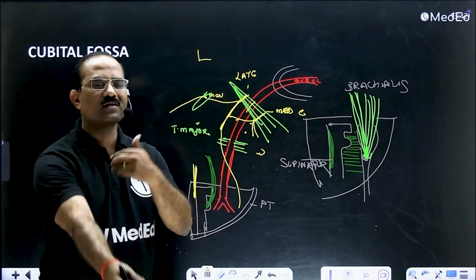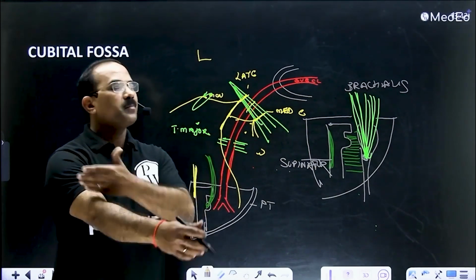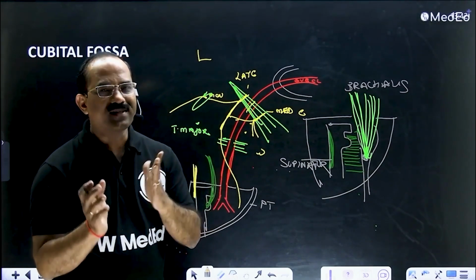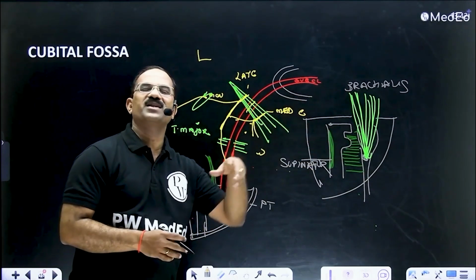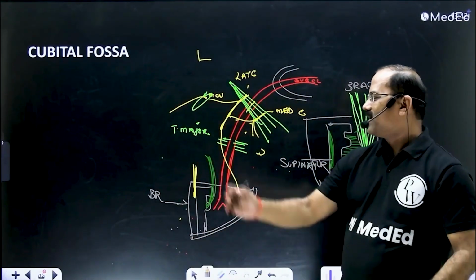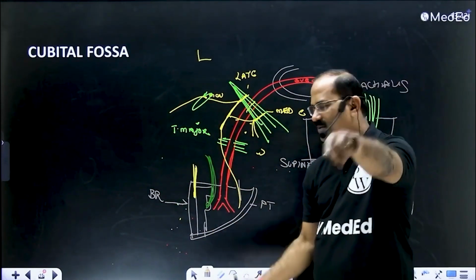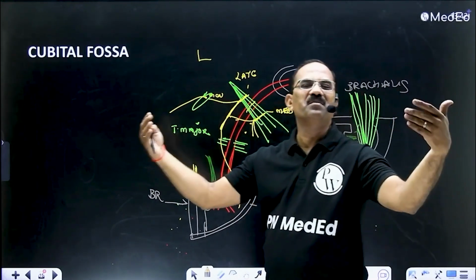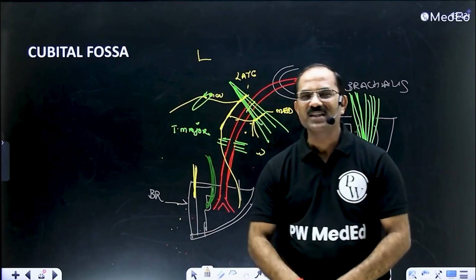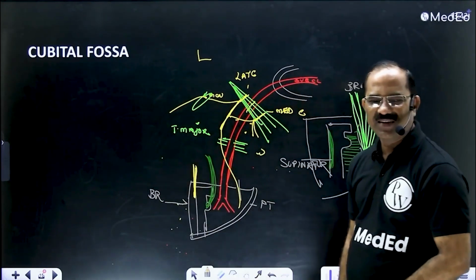Laterally is the brachioradialis, medially is the pronator teres. The base is the imaginary line joining the two epicondyles, and the floor is formed by the brachialis and the supinator. And the contents for you students, from medial to lateral: the first is the median nerve, second is the brachial artery with its two terminal branches, the radial and the ulnar artery, the third is the tendon of biceps, and the fourth is the radial nerve.